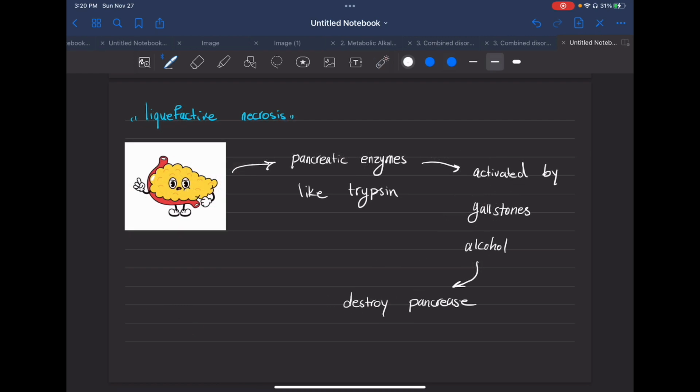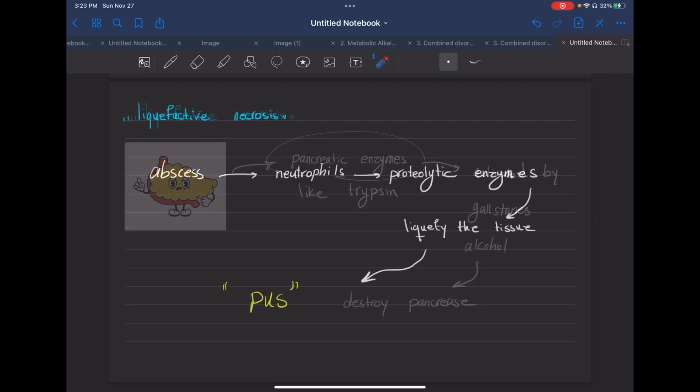Similarly, in the pancreas, we have pancreatic enzymes like trypsin. And that trypsin sometimes gets activated while it is still in the pancreas by gallstones, like stones in the gallbladder, or alcohol consumption. And when these trypsin or pancreatic enzymes get activated, they can destroy the pancreas itself, and that makes the pancreas undergo liquefactive necrosis.